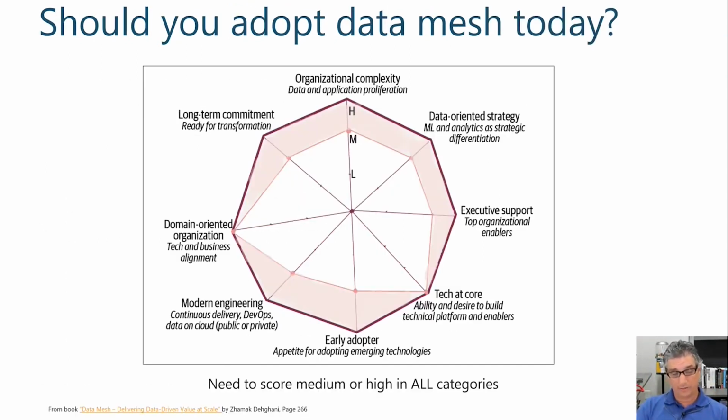And I will point out, Zhamak had this in her book: 8 categories that you have to look at for your company to see if a data mesh may be good for you. And you have to score medium to high in all these categories. And I would argue you need to score higher in all these categories. So many customers can look at this and go, whoa, we're not early adopters. So boom, probably 90% of companies don't do a data mesh.